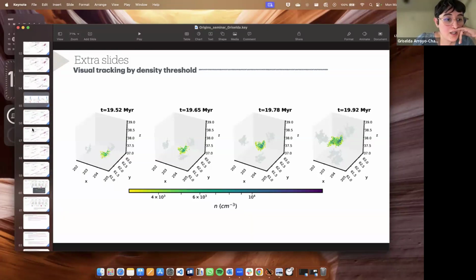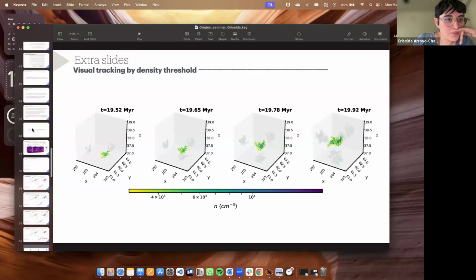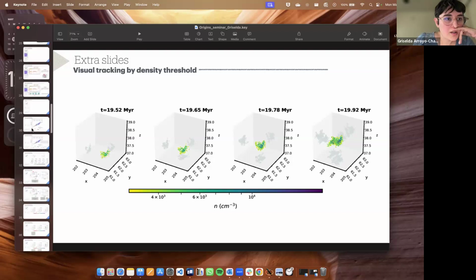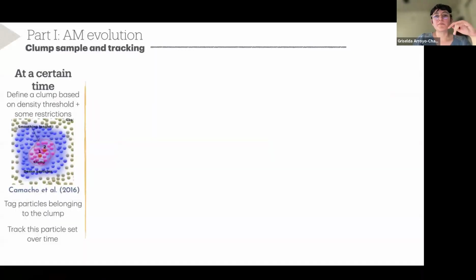Yes, okay. Yep, let me go back to... Okay, so you say defining clumps in general, or defining filaments?